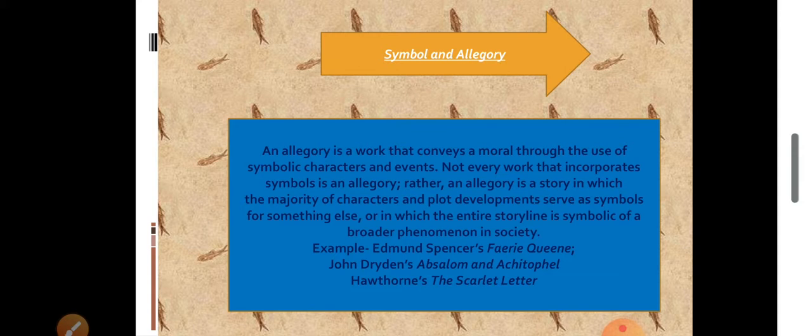Not every work that incorporates symbols is an allegory. Rather, an allegory is a story in which the majority of characters and plot developments serve as symbols for something else, or in which the entire storyline is symbolic of a broader phenomenon in society. So every work that incorporates symbols is not allegorical, but an allegory will definitely be symbolic. For example, Edmund Spenser's The Faerie Queene, John Dryden's Absalom and Achitophel, and Nathaniel Hawthorne's The Scarlet Letter.